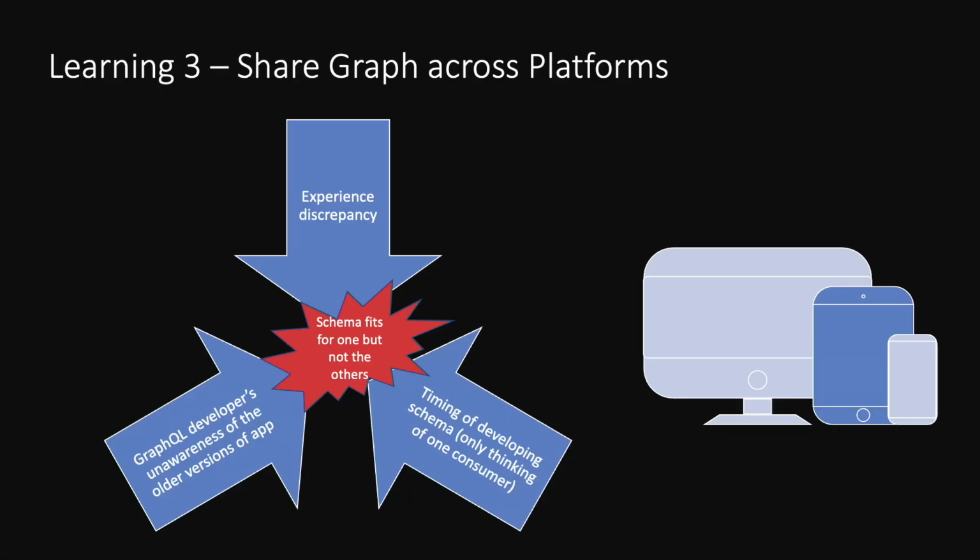And now I want to talk a little bit more about sharing GraphQL schema across platforms. So based on my previous experience, there are several reasons why the GraphQL schema ends up fitting for one or two platforms, but not the other. It could be because of the experience discrepancy. As we're migrating the existing app experience, it's not unusual finding the experience surprisingly different on one platform from the other. Sometimes it's actually by design.